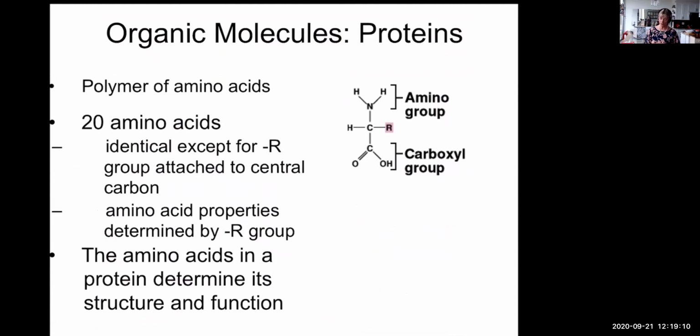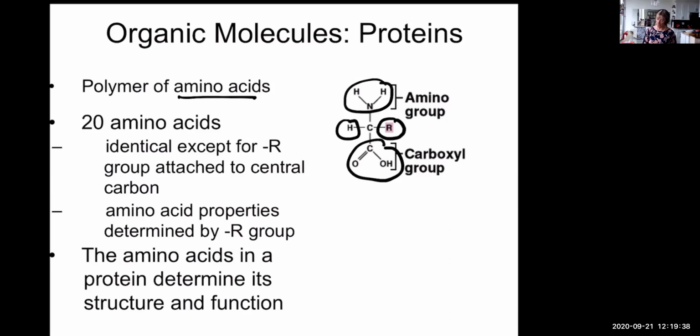Proteins, organic molecules, they're polymers of amino acids. Amino acids, there's 20. There's 20 amino acids. They're all identical except for this R group. So all amino acids have an amino group, they all have a carboxyl group, and they all have a hydrogen bonded to the carbon.